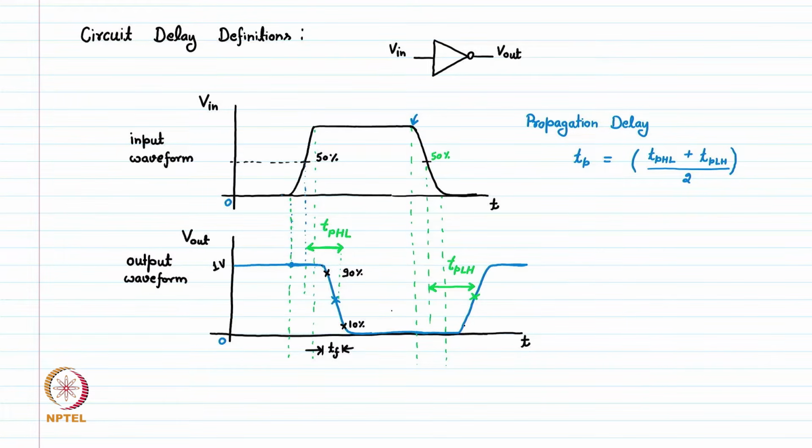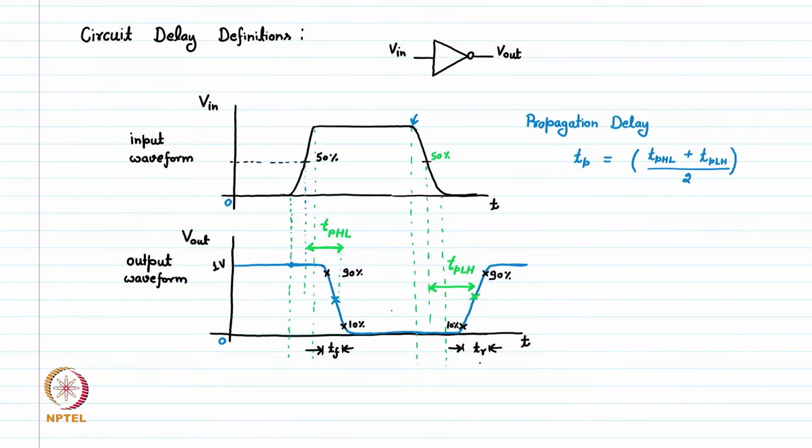Similarly, for the rising edge, we have the output rising. So how much time does it take in rising from 10% to the 90% of its final value. This much time is called the TR, or the rise time, from here to here. So these are the rise time and fall time.